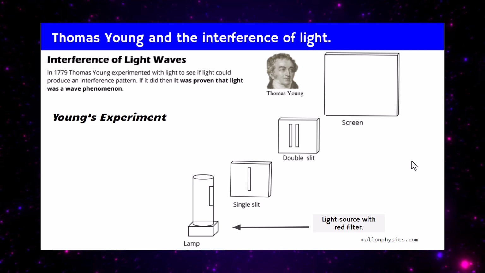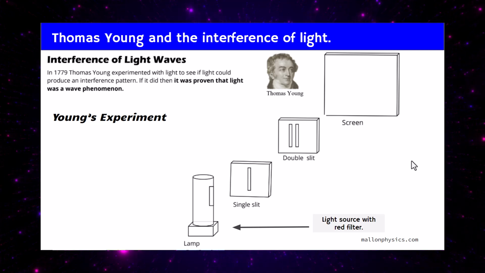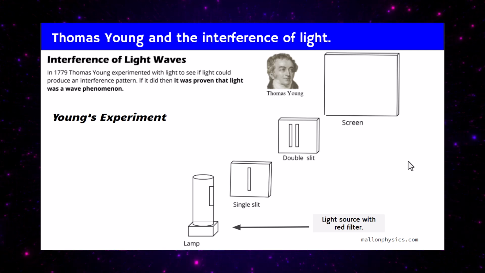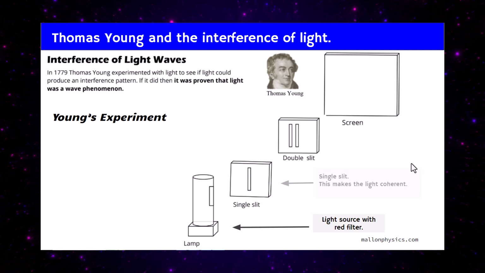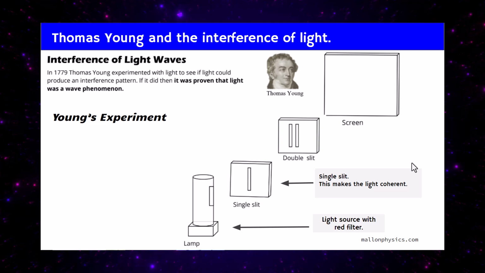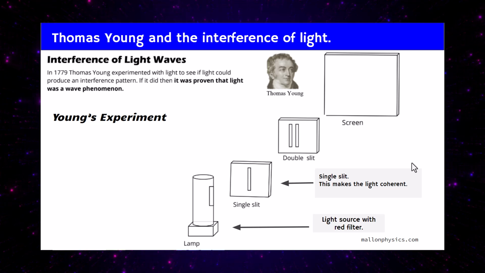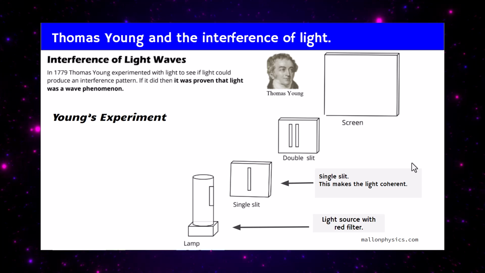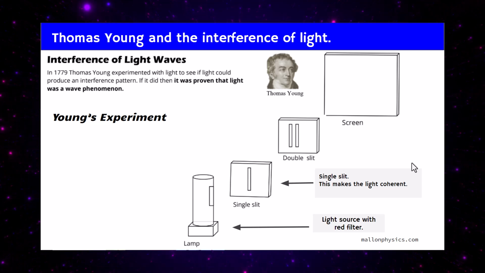He put a red filter in front of it to make it one colour, monochromatic light. And then he put a single slit in front of the lamp, and this was to make the light coherent. Remember, we did the experiment with the sound waves. We had to have the two speakers coming from the same signal generator. So it's the same with light.